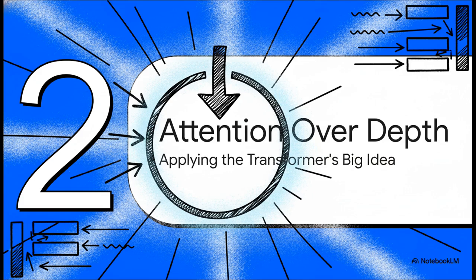Okay, so if just adding everything together is the problem, what's the fix? Well, this is where things get really clever. The authors had this big idea. Everyone knows attention is amazing for looking at a sequence of tokens. But what if we apply that exact same powerful idea to the network itself? What if we could attend over the sequence of layers?